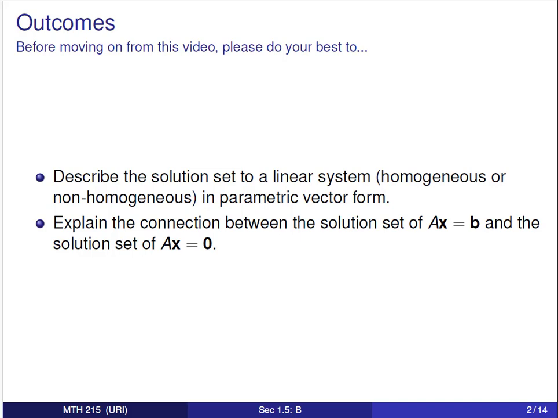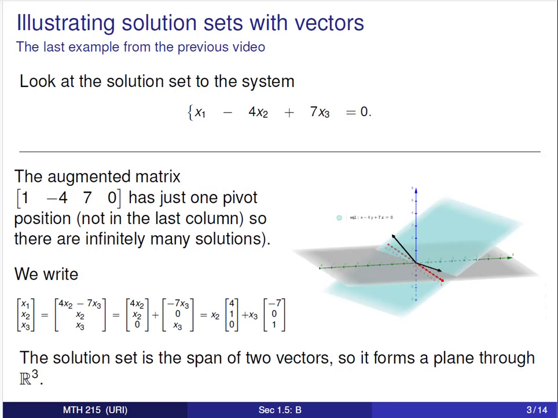All right, for the outcomes for this video, before moving on, please do your best to be able to describe the solution set to a linear system in what's called parametric vector form, and the linear system should be either homogeneous or non-homogeneous. We'll talk about what all of this means in the video. And second, explain the connection between the solution set of Ax equals b and the solution set of Ax equals 0. All right, so let's dive in.